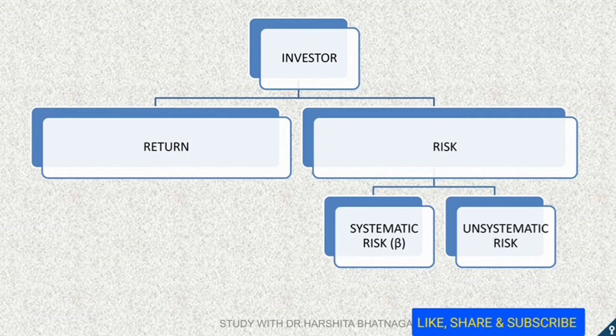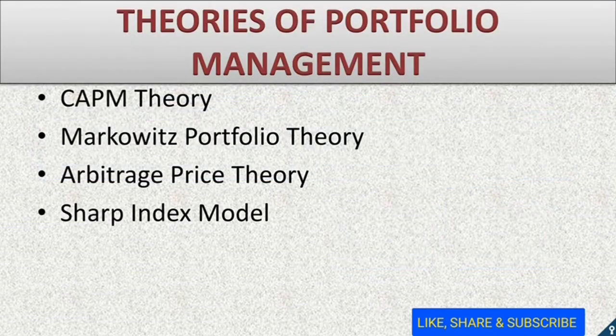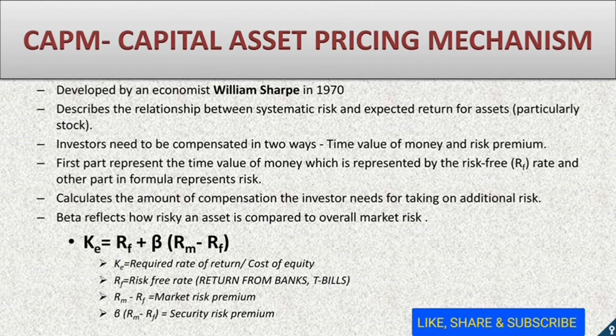So, now there are different theories of portfolio management: CAPM theory, Markowitz portfolio theory, arbitrage price theory, and Sharpe index model. I had already made a video on Markowitz portfolio theory, which is also known as modern portfolio theory. You can click the I button or check the link in the description box for the MPT, that is modern portfolio theory. In this video, we will discuss capital asset pricing mechanism.